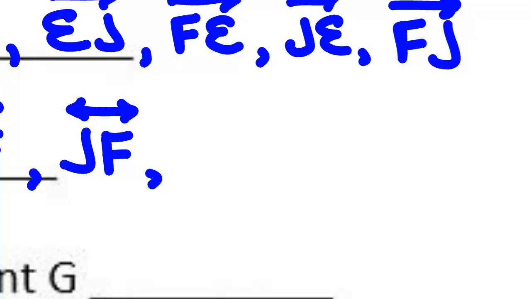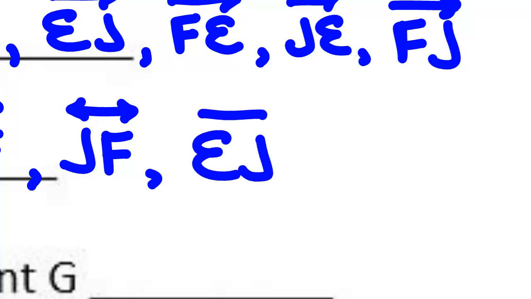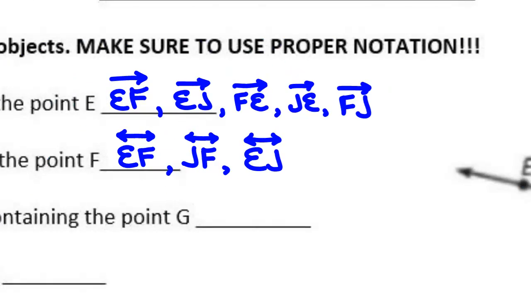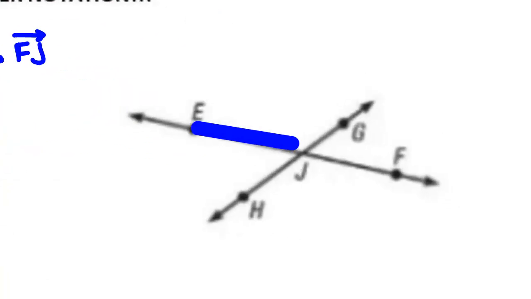I could even say line EJ, because again, it continues on forever. If I name this, but it has the arrows on it, it continues on forever. It is going to contain point F.